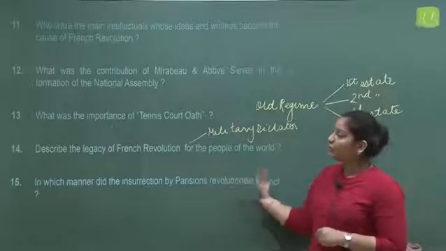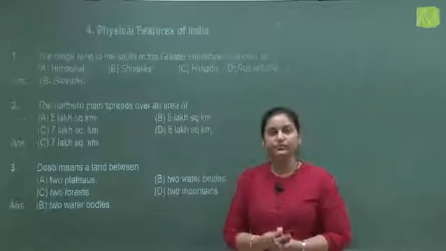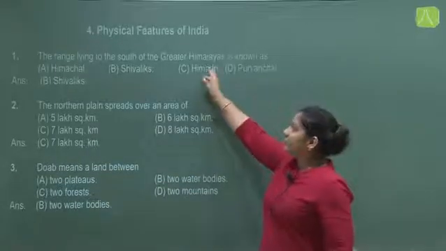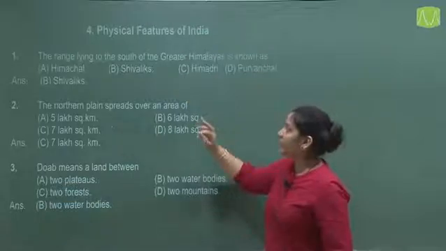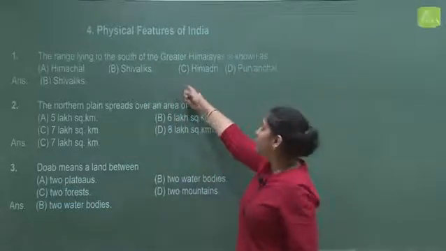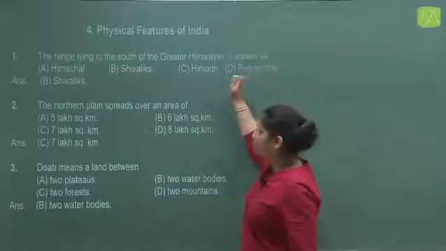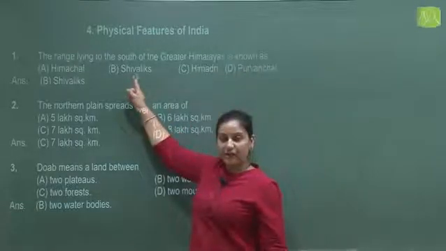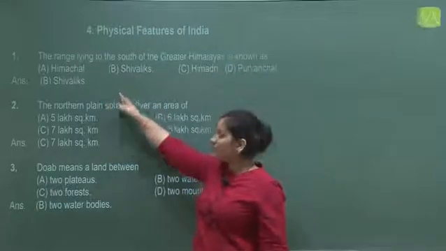So, now we will move on to the fourth chapter. The fourth chapter deals with the physical features of India. You have to tell the mountain range which is lying to the south of the Greater Himalayas, it is known as, the correct answer shall be Shivaliks. Himachal are known as Middle Himalayas.